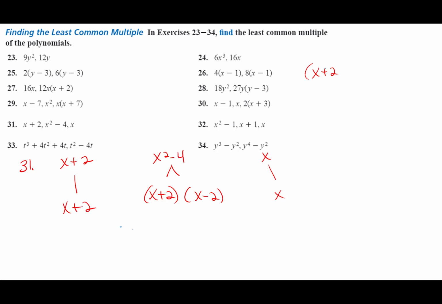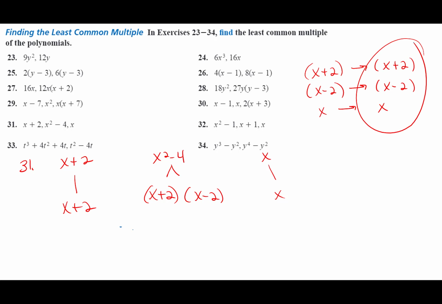Here's our unique factors. We have a binomial x plus 2, we have a binomial x minus 2, and a single x. X plus 2, at most it shows up 1 time in a single list of prime factors. So we'll have an x plus 2 as part of our answer. X minus 2 at most shows up 1 time in a single list of factors, and so does x. And so when we put all that together, the single x will go first. X plus 2 times x minus 2. You can leave it like that in WebAssign, or you can go ahead and multiply it back out to x times x squared minus 4.